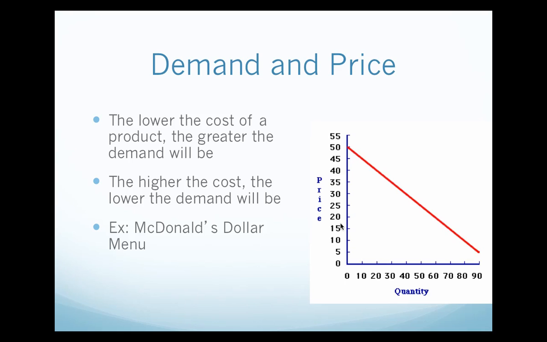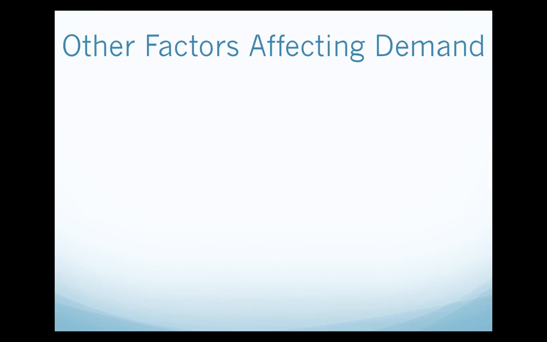Continuing on, if we get all the way down to $10, the demand for that product has moved all the way over to around 80. So as you can see, there's a direct connection here between the demand and the price. Now, let's consider some of the other factors that affect demand. We have the location and convenience of an item.